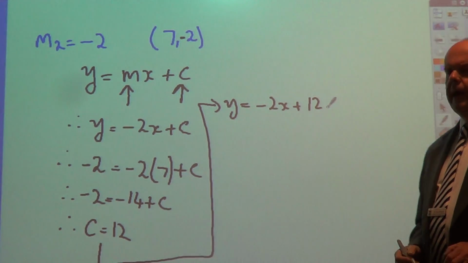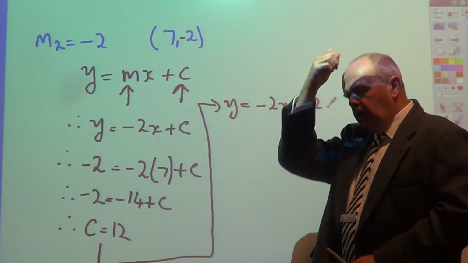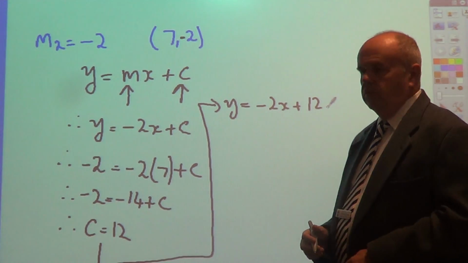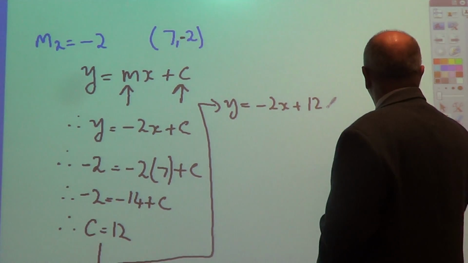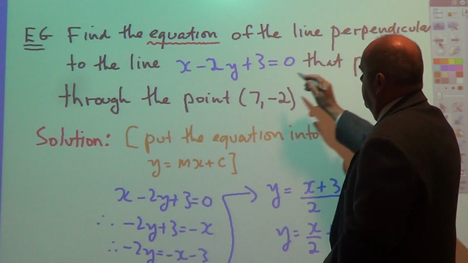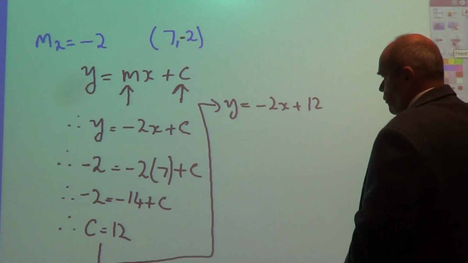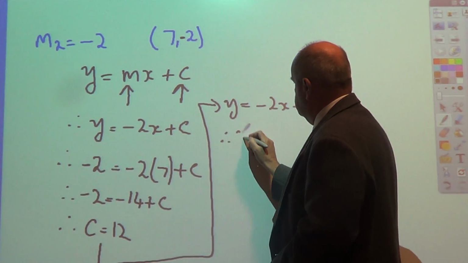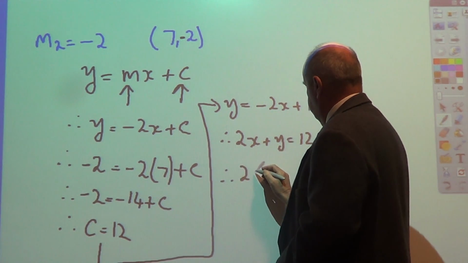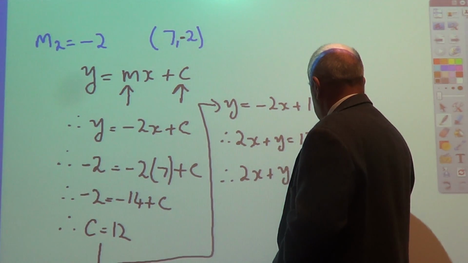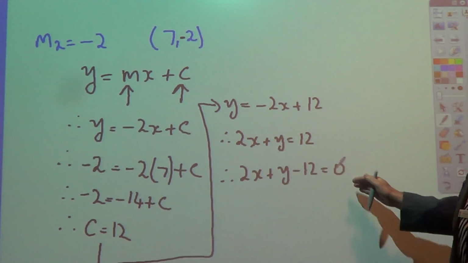Now, that answer is not totally satisfactory. You will have noticed that the equation was expressed in general form. So I must rearrange my equation so that it's in general form: x followed by y followed by the constant. So let's have a go at that. That would mean adding 2x to both sides, and finally, subtracting 12 from both sides. And now I've got it in general form, which is your equation set to equal 0.